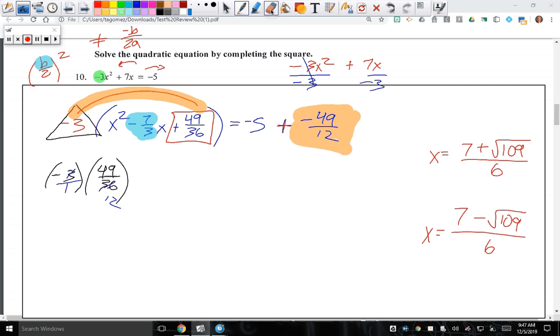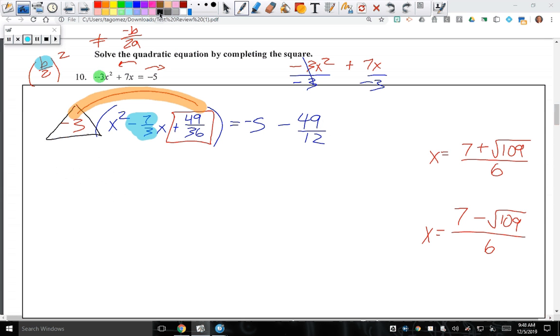If I'm adding a negative, I can change this simply to subtracting. So I get something that looks like this. Are there any questions from what we just did? Okay, from here, we will complete the square by keeping this negative 3 out in front.